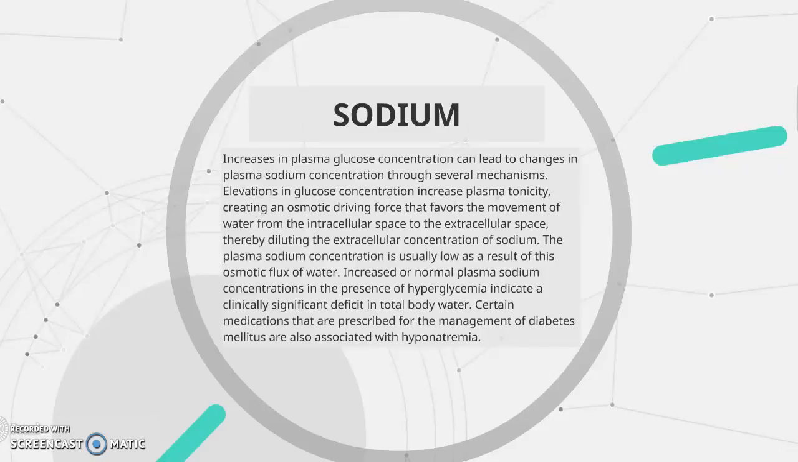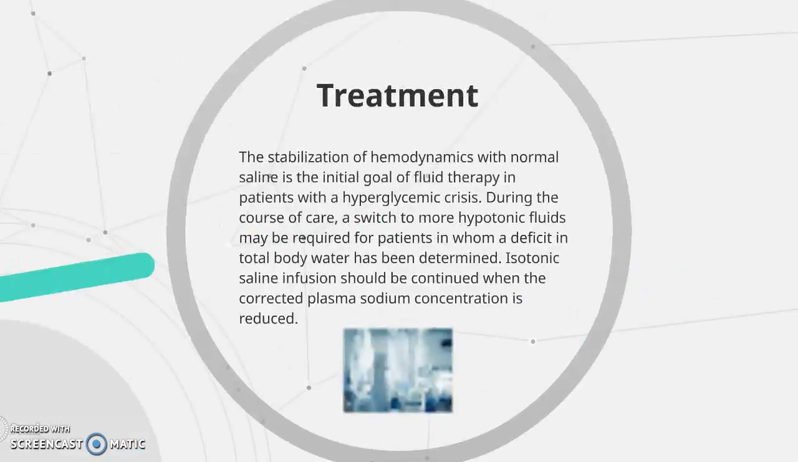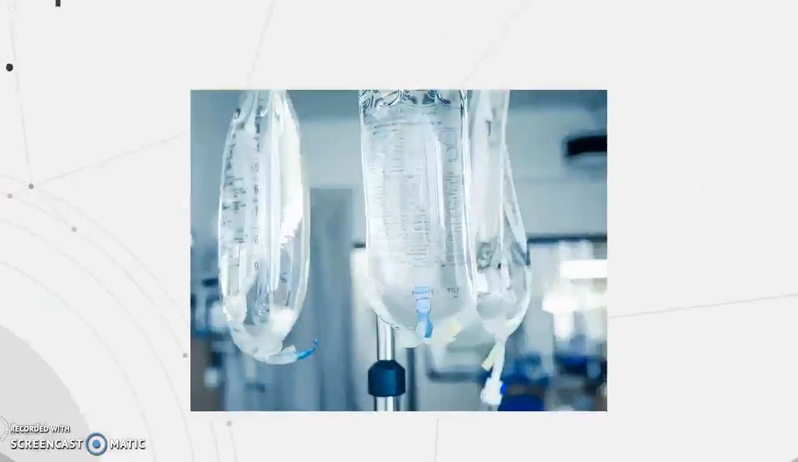Certain medications that are prescribed for the management of diabetes are also associated with hyponatremia. The treatment: restoration of hemodynamics with normal saline is the initial goal of fluid therapy in patients with a hyperglycemic crisis. During the course of care, a switch to more hypotonic fluids may be required for patients in whom a deficit in total water has been determined. Isotonic saline infusion should be continued when the corrected plasma sodium concentration is reduced.